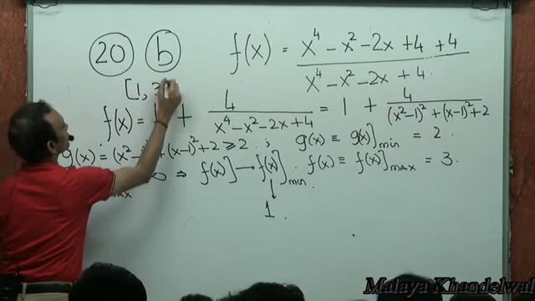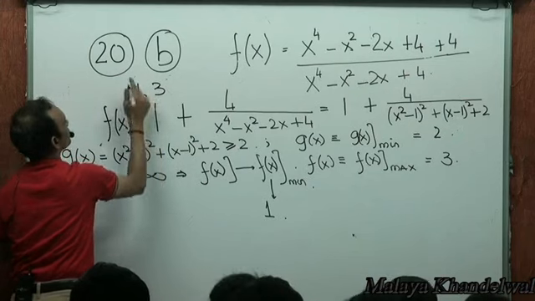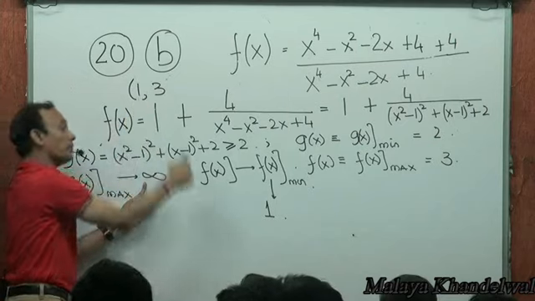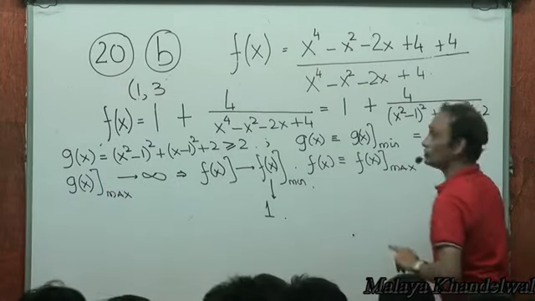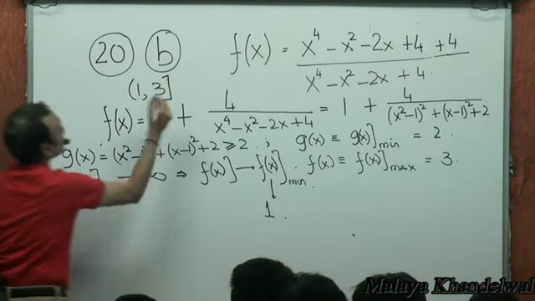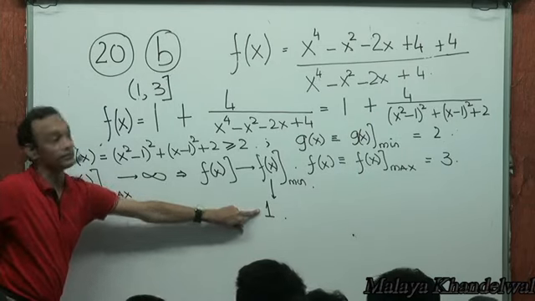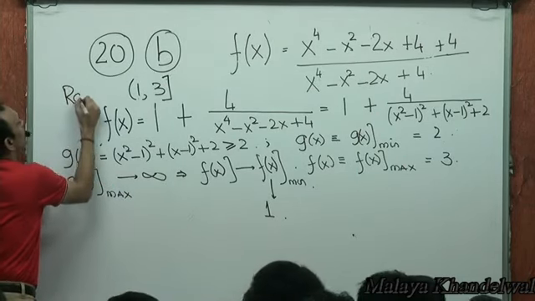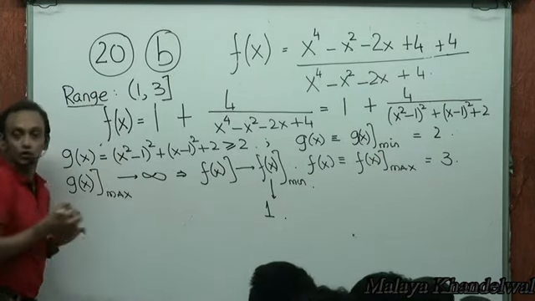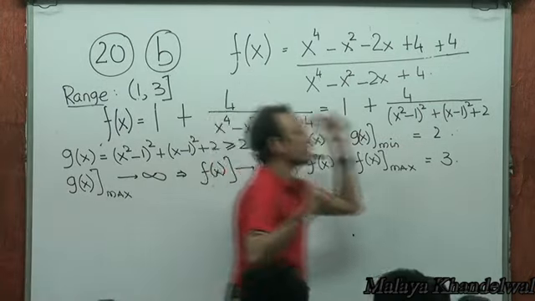That's the range. It never assumes a value equal to 1, because it never assumes infinity, so you don't want to include 1, but it does assume a value equal to 3. At x equal to 1, it will actually assume the value 3, so you include 3 but not 1. It comes closer and closer to 1 but never becomes equal to 1, right? So this is the range: 1 is excluded but 3 is included. That's the range of f(x), clear? Alright, let's look at the next problem.